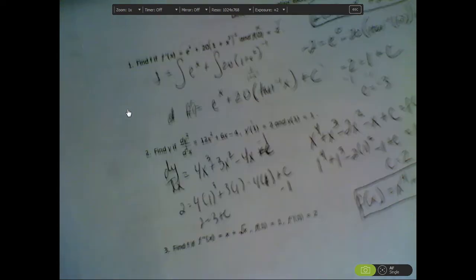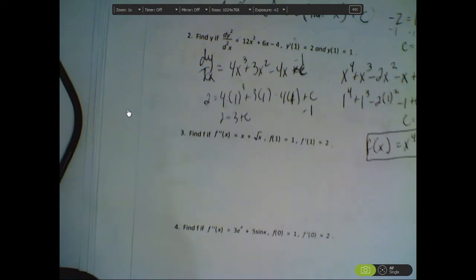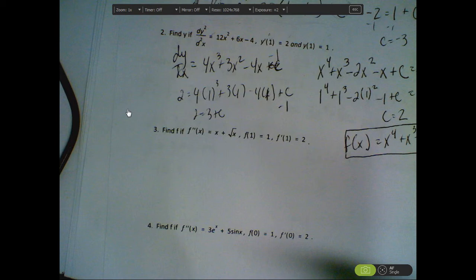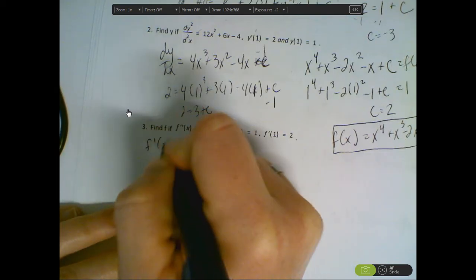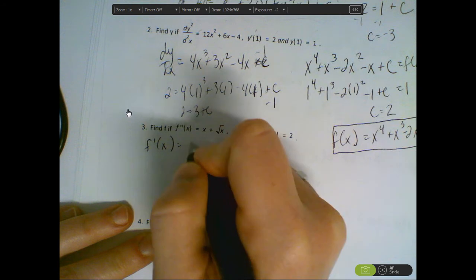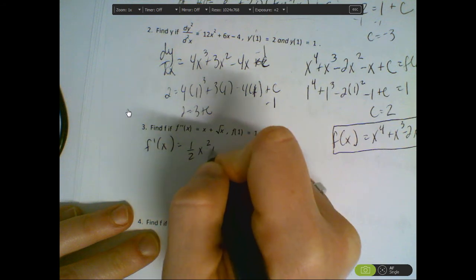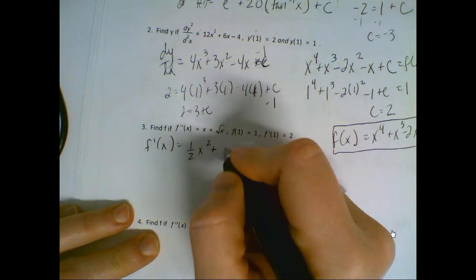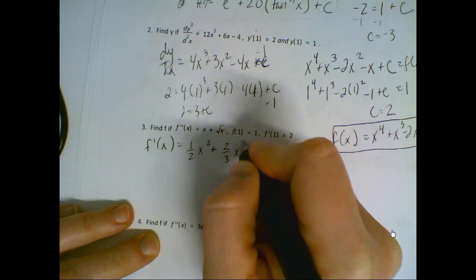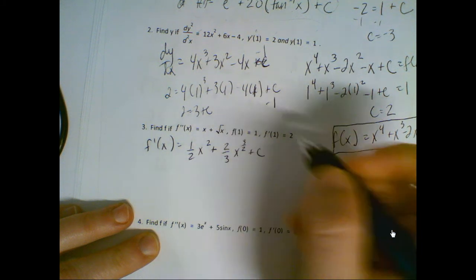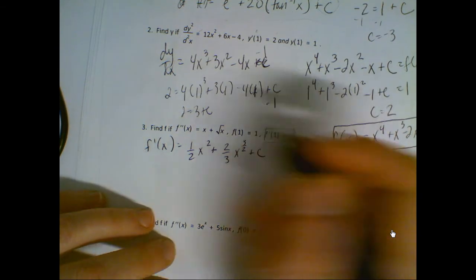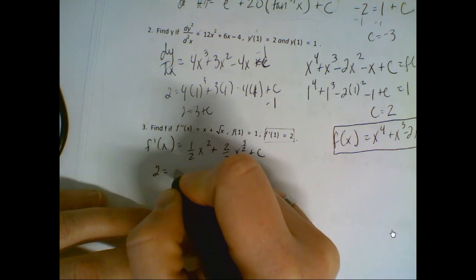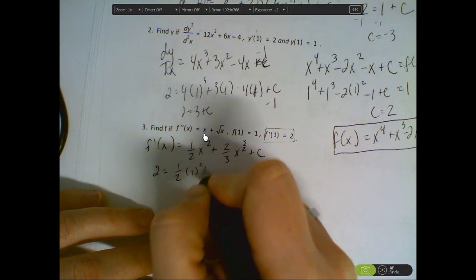So I am on number 3. Find f if you're given f double prime again. So again, we're going to do the first antiderivative to get f prime. The antiderivative of x is just 1/2 x squared. The antiderivative of the square root of x is 2/3 x to the 3/2 plus c. Use this information because it says f prime of 1 equals 2, so put in 2 for f prime and 1 for x.